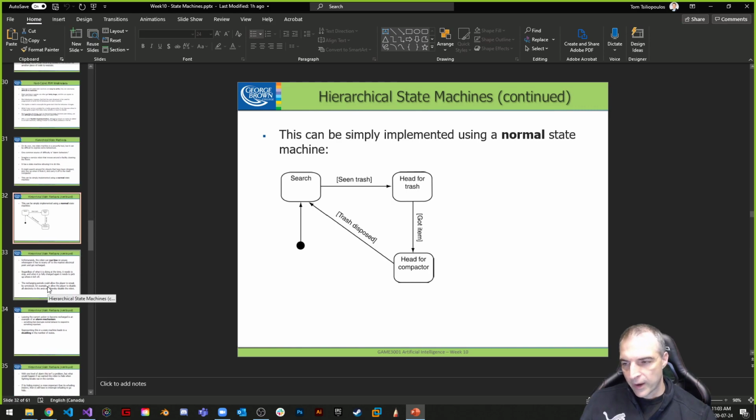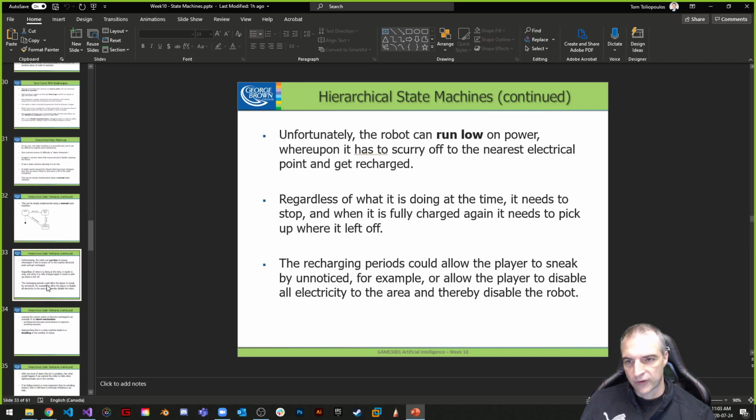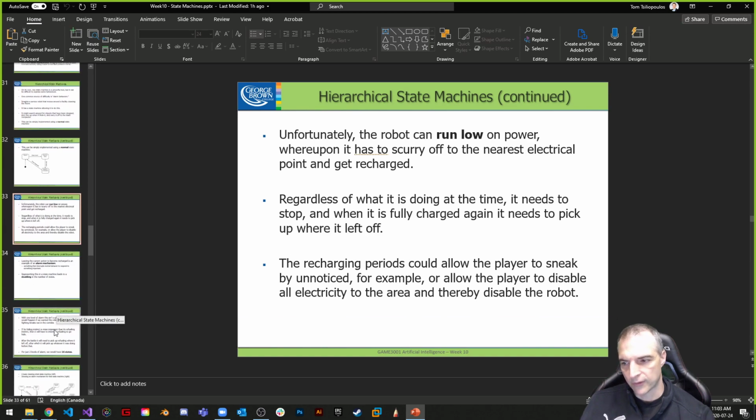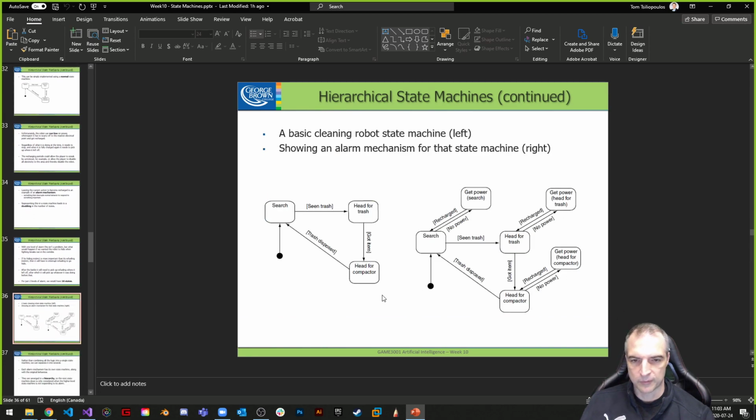But what happens when there is another condition? For example, I'm running low on power and I have to charge. Which one is priority? Do I prioritize picking up the trash, or do I prioritize, as an example, recharging? Which one is it? And it really depends on how you code your state machine.